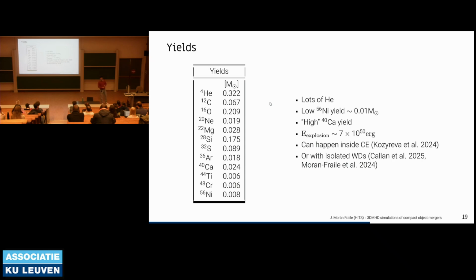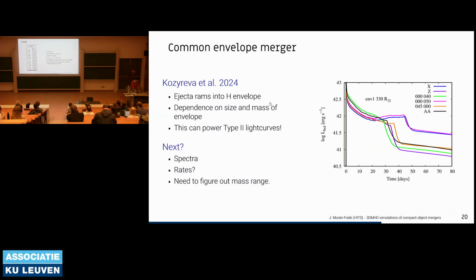But if you remember, we were studying this as potentially the outcome of a common envelope ejection or in isolation. My colleagues have performed radiative transfer simulations of both these scenarios because they would give rise to completely different transients. If this happens inside a common envelope ejection, my colleague Sasha Sirotkina has put this ejecta ramming into a hydrogen envelope, and depending on exactly how the envelope is configured, how late in the ejection this takes place, it will look slightly different. But the overall idea is that this ejecta ramming into a hydrogen envelope could power light curves that look very similar to type 2 supernova light curves.